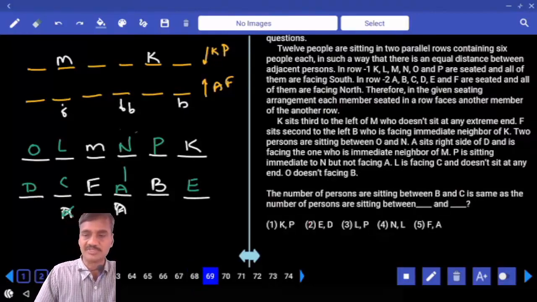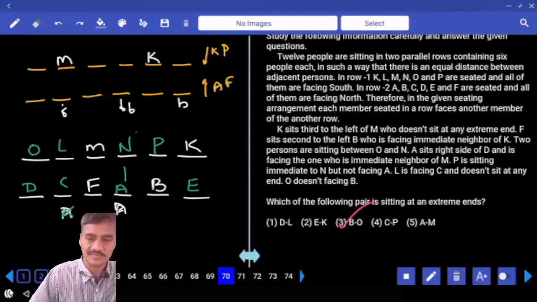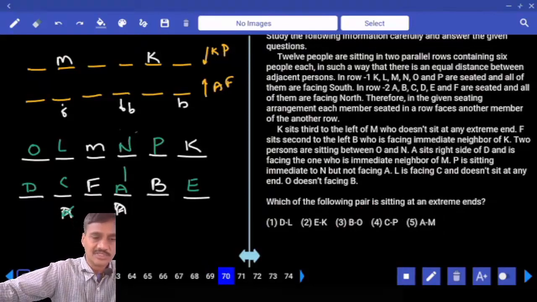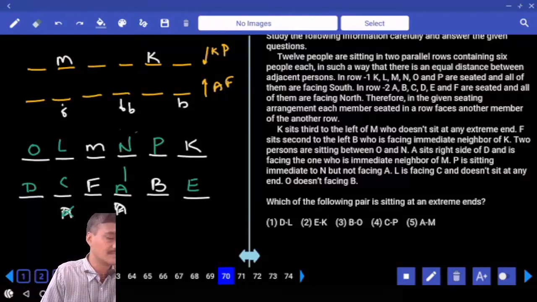Now the number of persons sitting between B and C. Here in between B and C, how many people are there? There are two people. B and C is same as the number of persons between K and P. Now K and P, we do not have two persons. And E and D, do we have two persons? No. L and P, as there are three persons, choice 3, question 69. And which of the following pair is sitting at the extreme ends? Now extreme ends, D and L false, E and K, yes, choice 2, question number 70.